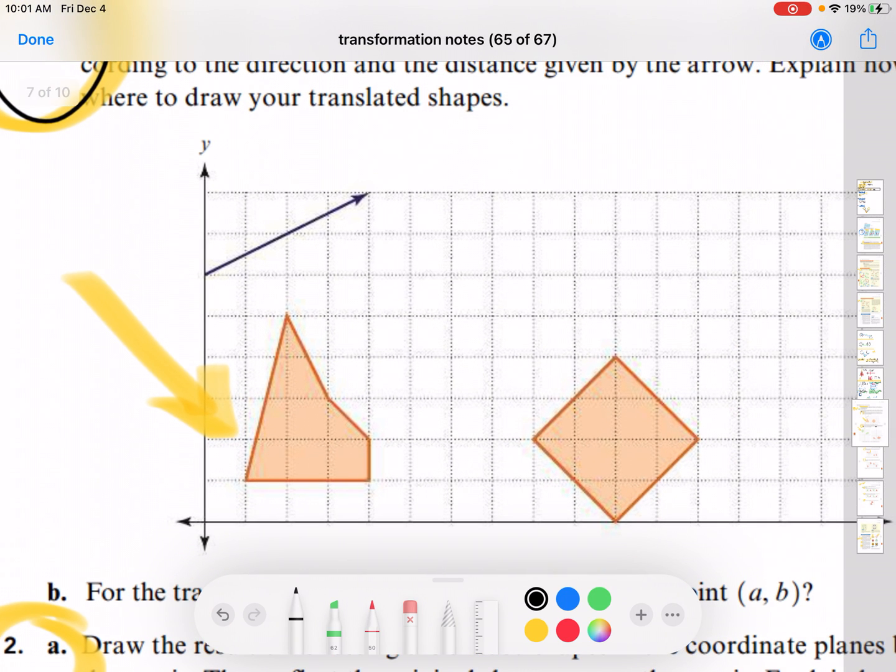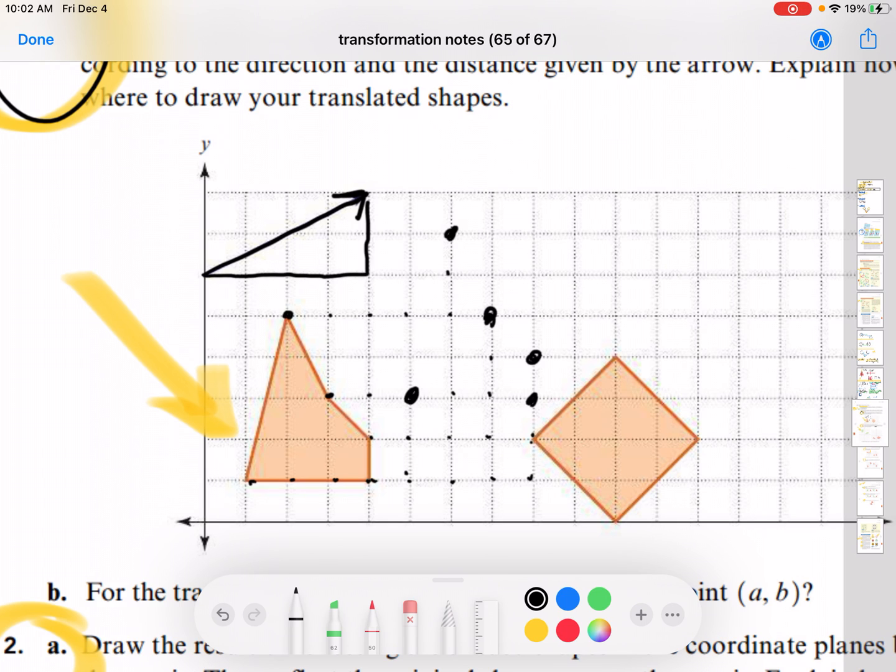This transformation is over 4 and up 2. So it's this line, but that line goes over. So from here, over 1, 2, 3, 4, up 2. From here, over 4, up 2. Each point moves over 4 and up 2.